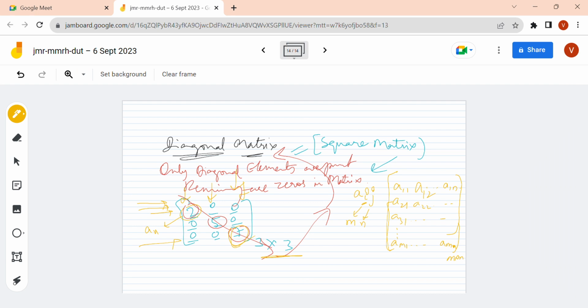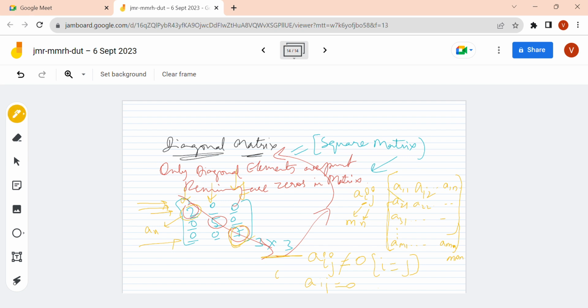Now let's see here. If I want to say a diagonal matrix is nothing but Aij is not equal to 0 for, and Aij is equal to 0. I can tell the conditions like Aij is equal to 0 for i not equal to j. Sorry, i equal to j, right? Sorry.